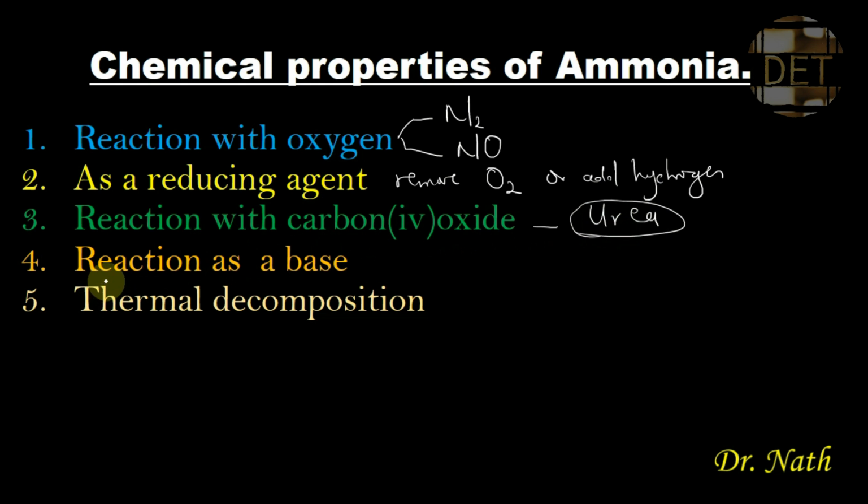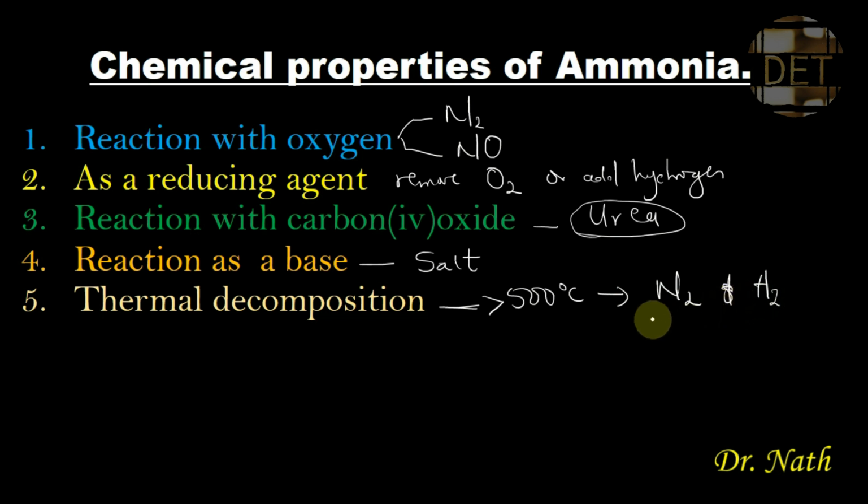Then we looked at the reaction of ammonia as a base, and I said that ammonia reacts as a base because when it reacts with acid, it will form a salt. So ammonia is acting as a base. Then we looked at the thermal decomposition of ammonia, and this is the breakdown of ammonia when it is heated above 500 degrees Celsius. I said when ammonia is heated above 500 degrees Celsius, it will break down to form nitrogen and hydrogen.